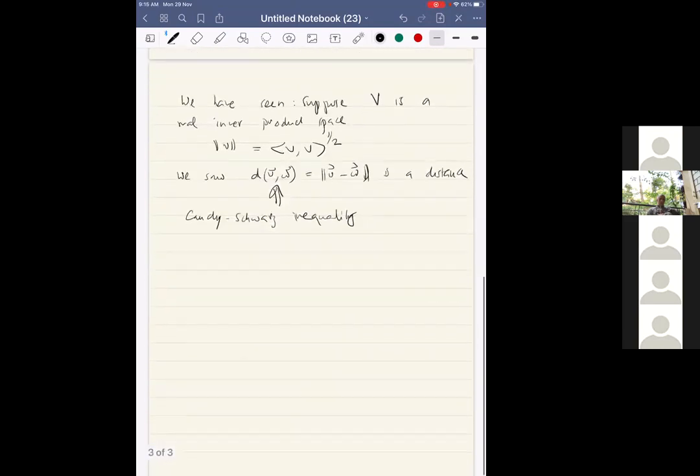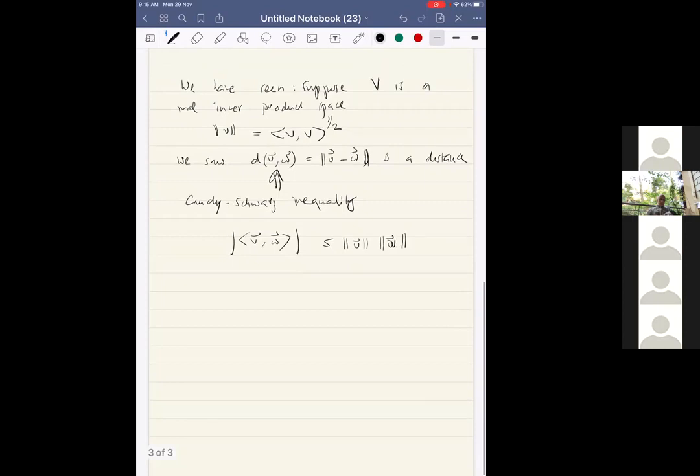Which says if you take any two vectors V and W, take the scalar product, and take the absolute value, it's less than the product of the norms. And I briefly, very quickly indicated the proof in the last lecture. It's there in the notes.